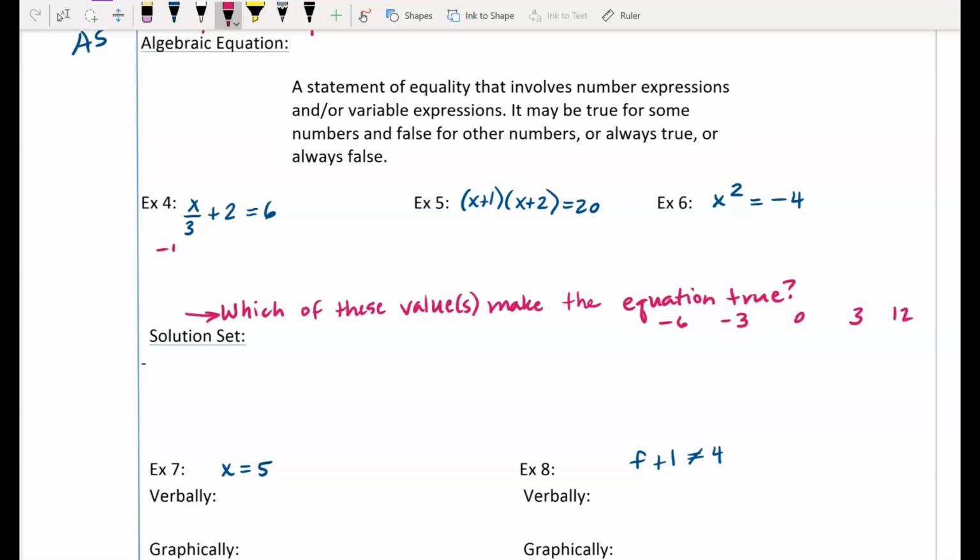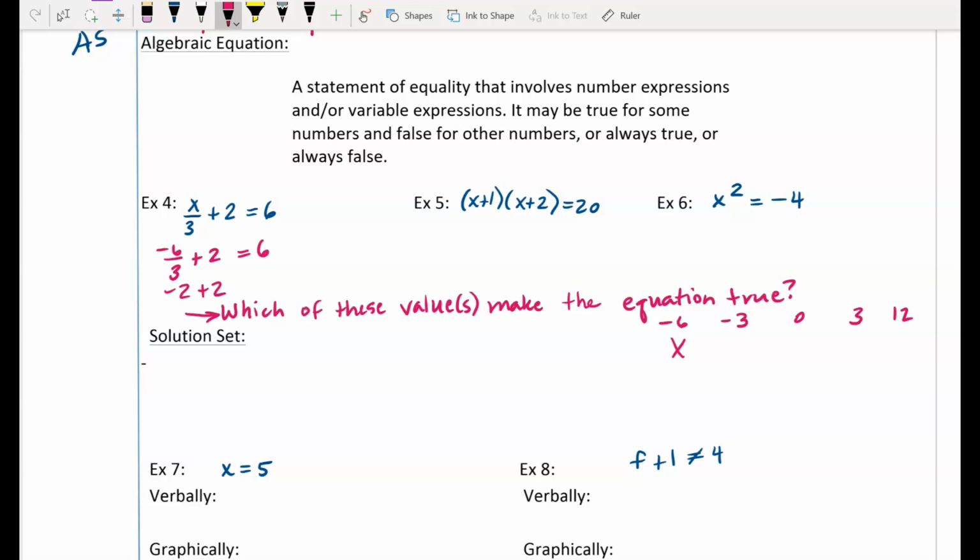If I put -6 in place of the x, so I take the x out and put -6 in, then everything else in the equation stays the same. And I want to know if that's a true statement. Well, -6 divided by 3 is -2, and -2 plus 2 is 0. It's not 6. So that means that -6 is not a solution to the first equation.